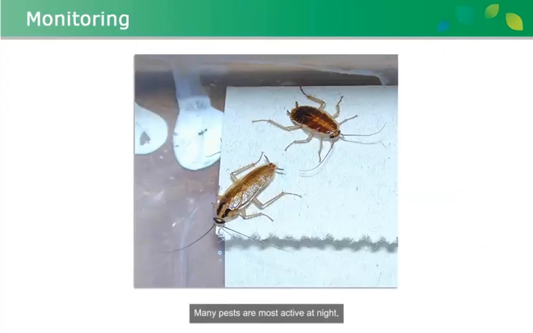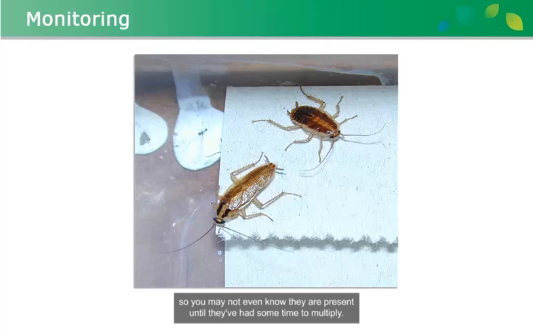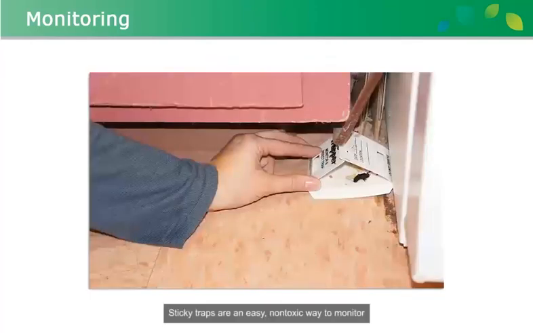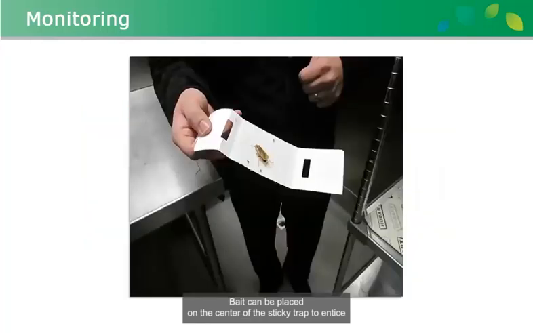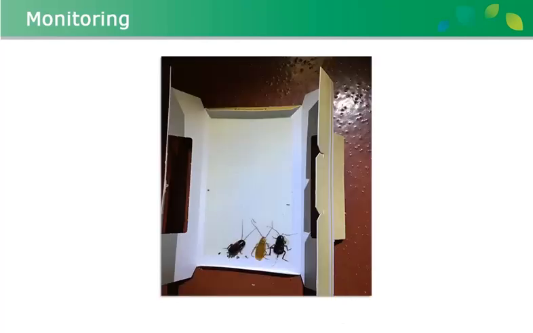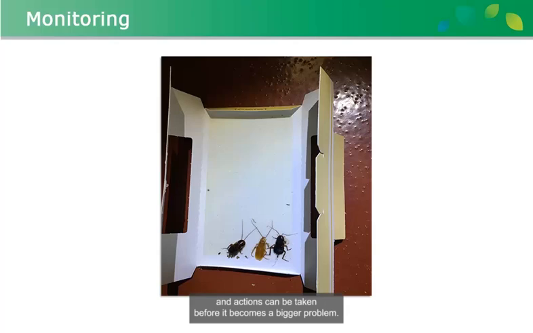Many pests are most active at night, so you may not even know they are present until they've had some time to multiply. Sticky traps are an easy, non-toxic way to monitor for pests 24 hours a day, 7 days a week. Bait can be placed on the center of the sticky trap to entice pests onto the surface. When they wander onto the surface, they get stuck. This makes it easy to see when pests are present, and actions can be taken before it becomes a bigger problem.